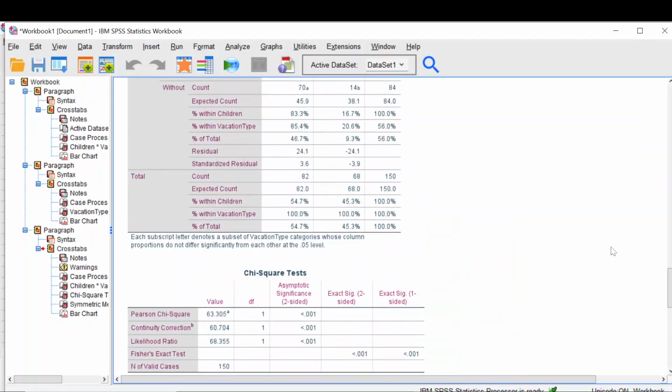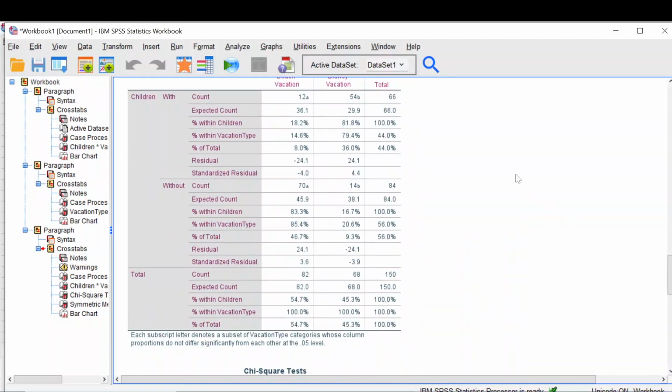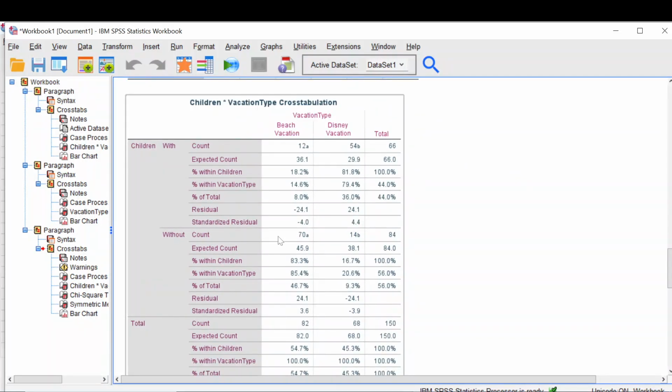Okay, so we'll come back up to our crosstabs table. Here we have those comparisons. So you can see that we have 12 beach vacation goers with children. If I were to ask you, of the total of all respondents in the study, how many went on a Disney vacation with children, right? You just need to look in the table and know what you're asking.